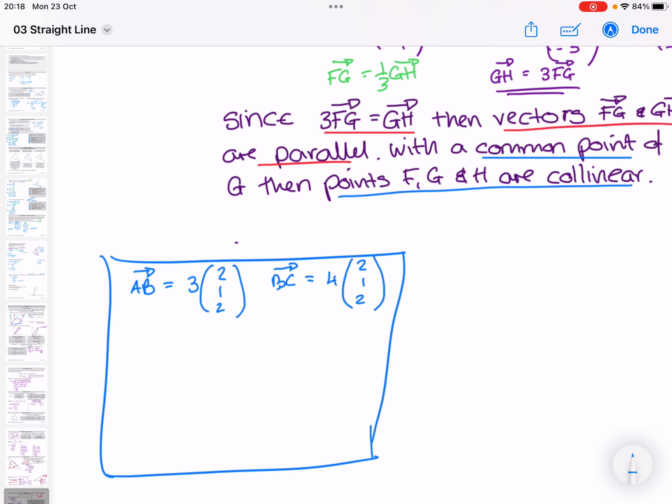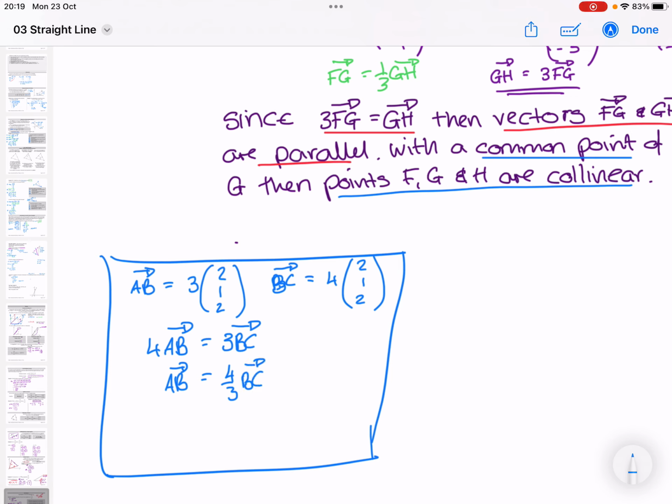For me to do my comparison of that one, you could either say that 4 lots of AB is equal to 3 lots of BC, because that's how you would make them equal. You would times them by the opposite number. Or, now this is where you get some options. Some people would say that AB is equal to 4/3, because you're just bringing the 3 round, of BC.